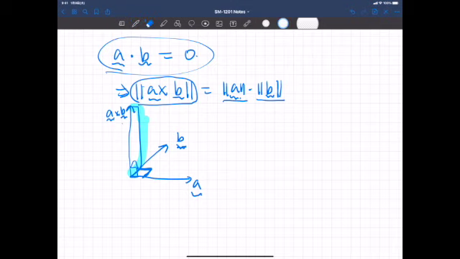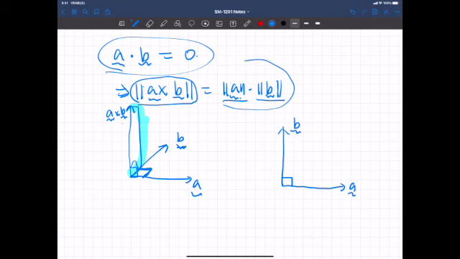So just look at A and B on a two-dimensional plane. Let's say this is B and this is A. They are perpendicular to each other. So this quantity, A modulus times B modulus, means the area of this rectangle made by these two vectors A and B.